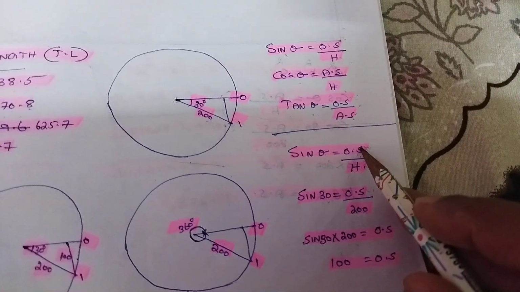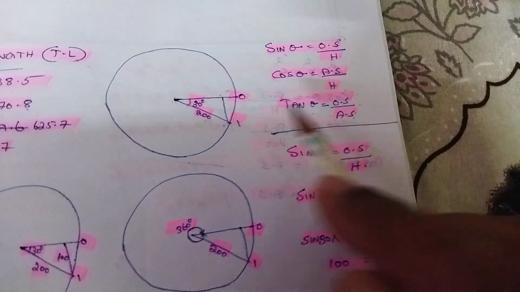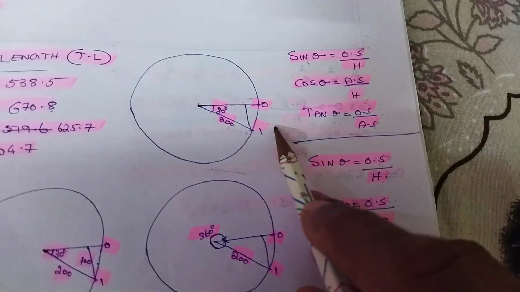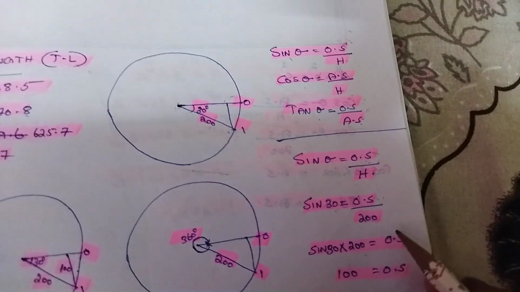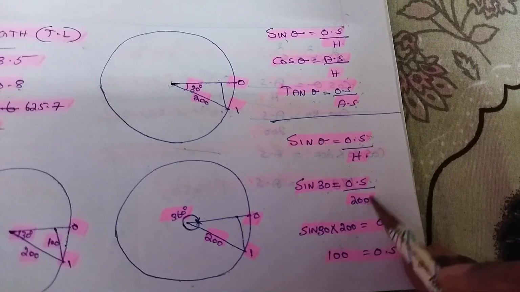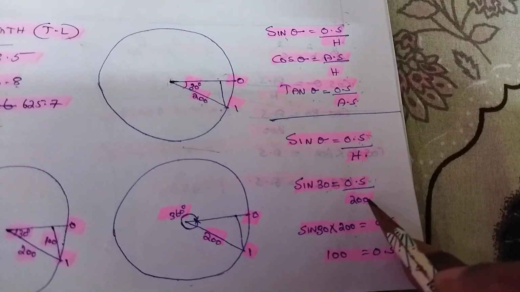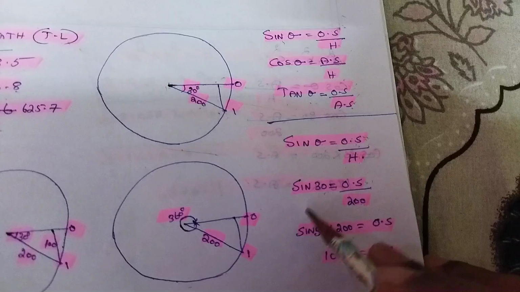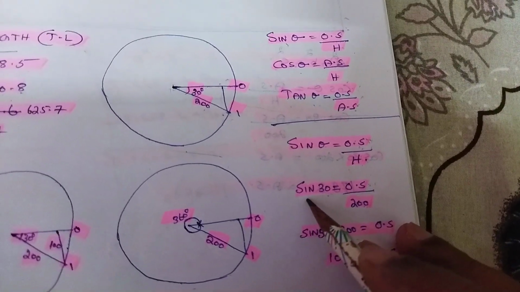And for the opposite side, we don't know. I wrote opposite side, and H is from here to here, that is 200. I have written 200 here. With this formula, how will we find the opposite side? We have to keep the opposite side here, and take this 200 to the left side.